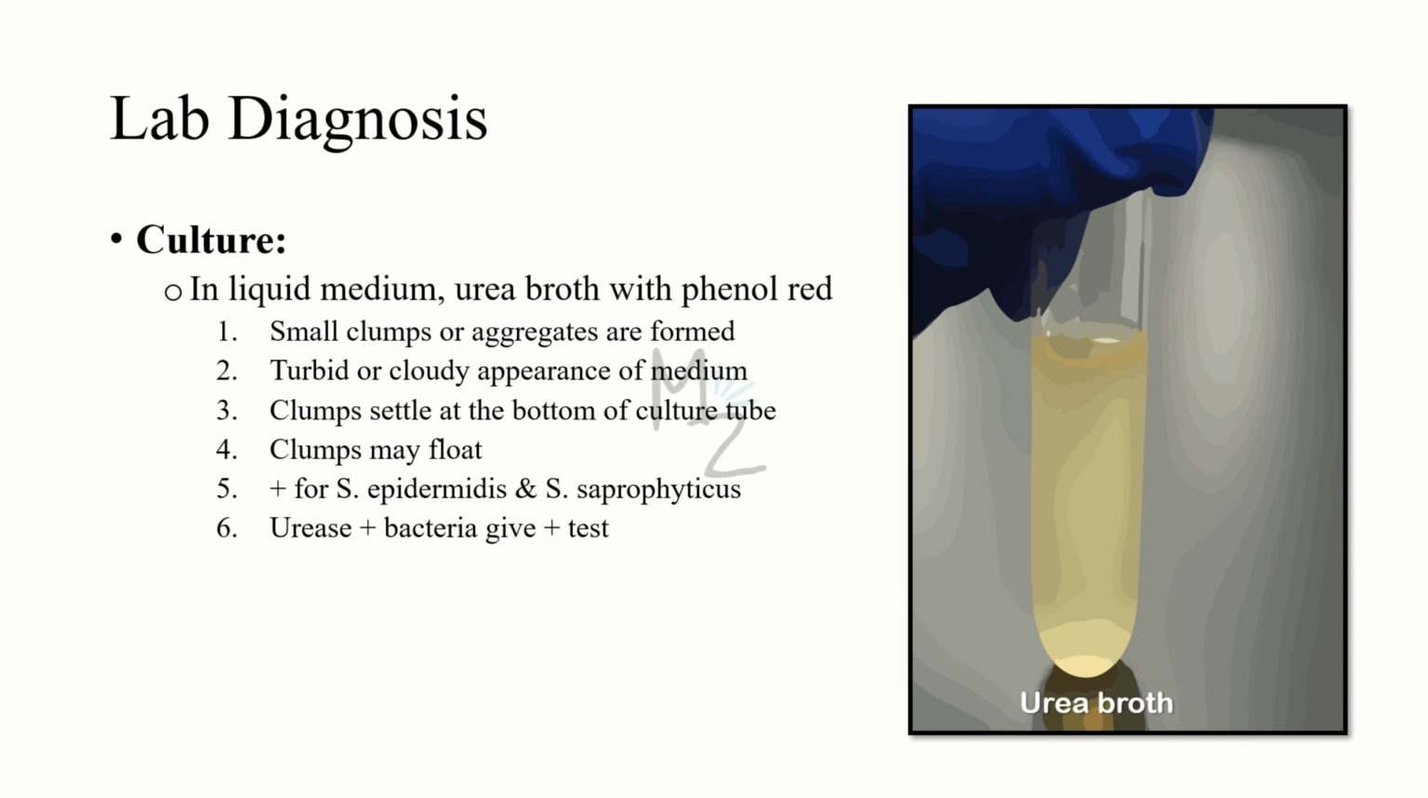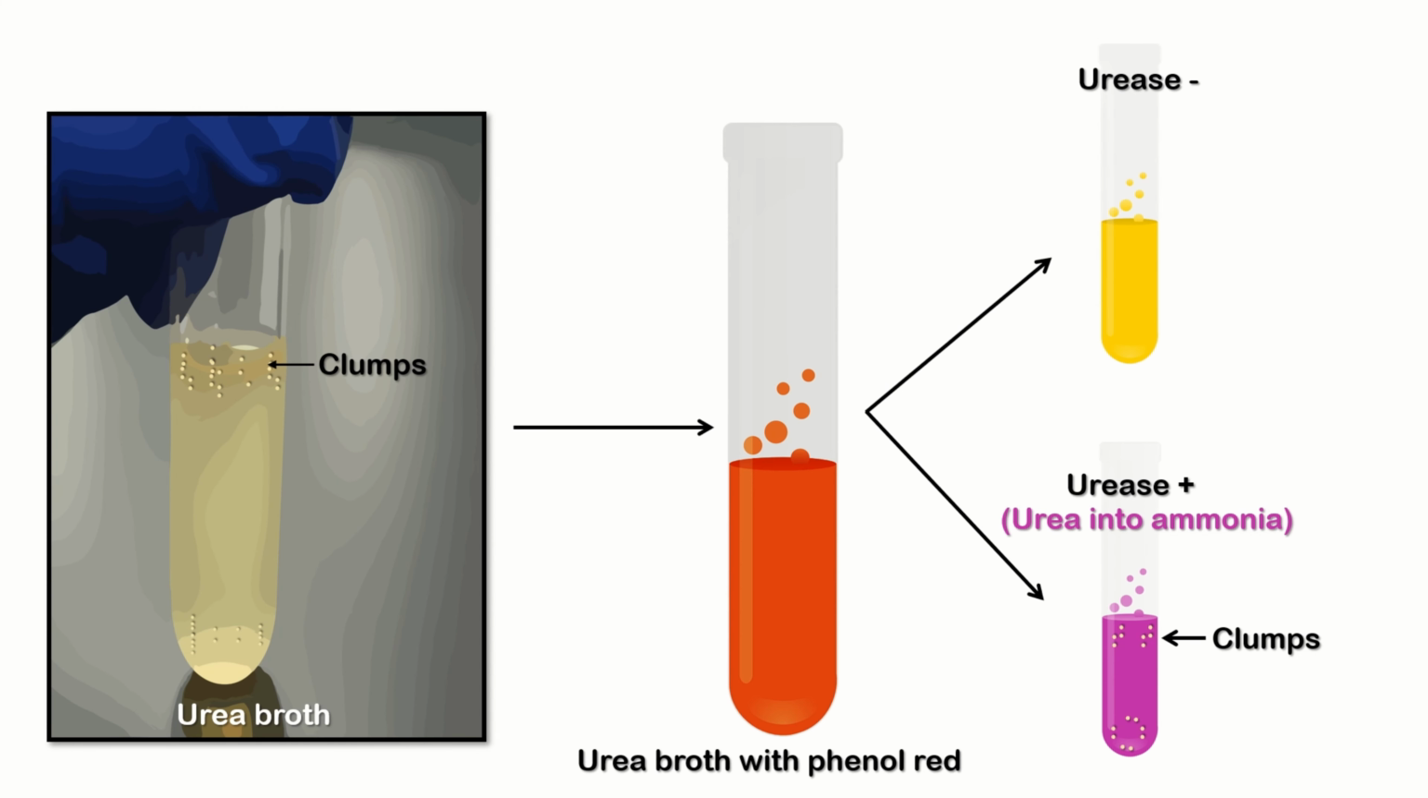Do you know the specific name for this test? This is the urease test. So bacteria that give this test positive will be urease positive, and the ones that give this negative will be urease negative bacteria. Process of the urease test. This is the result that is forming the clumps, maybe floating at the top of the culture tube or maybe settling down at the bottom.